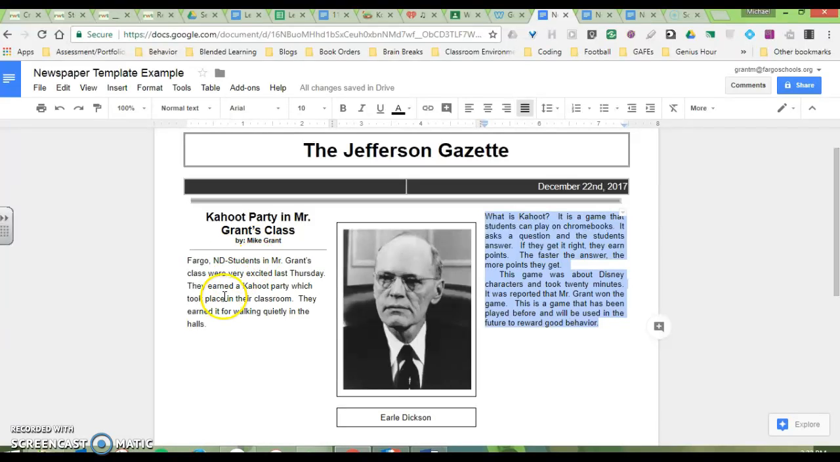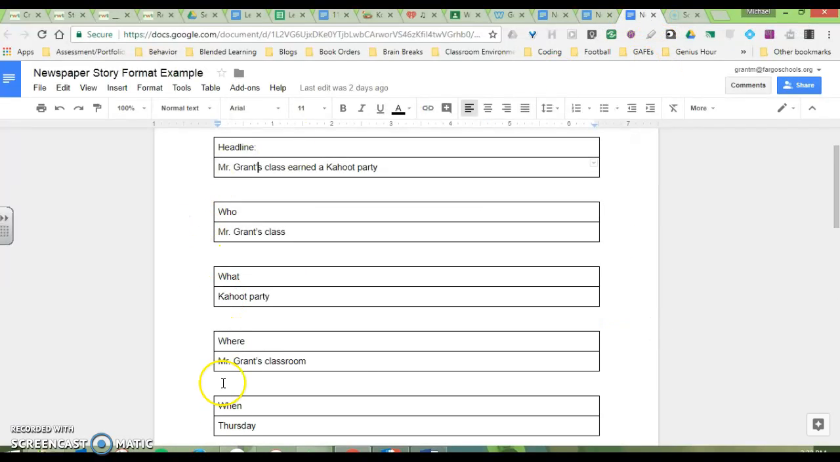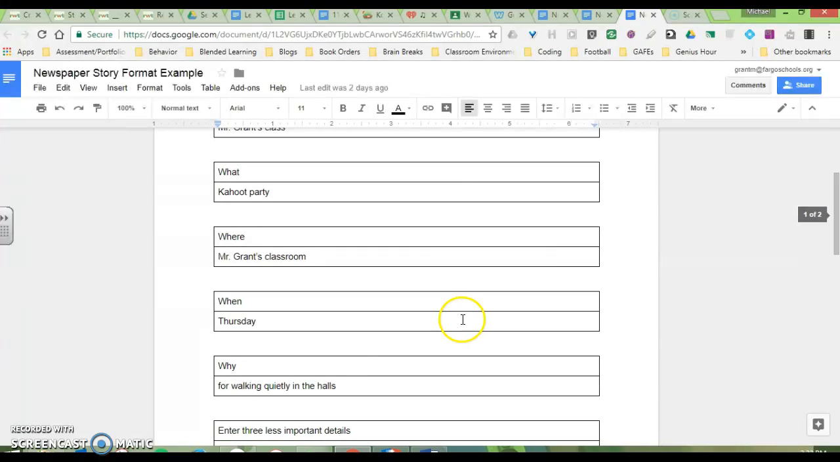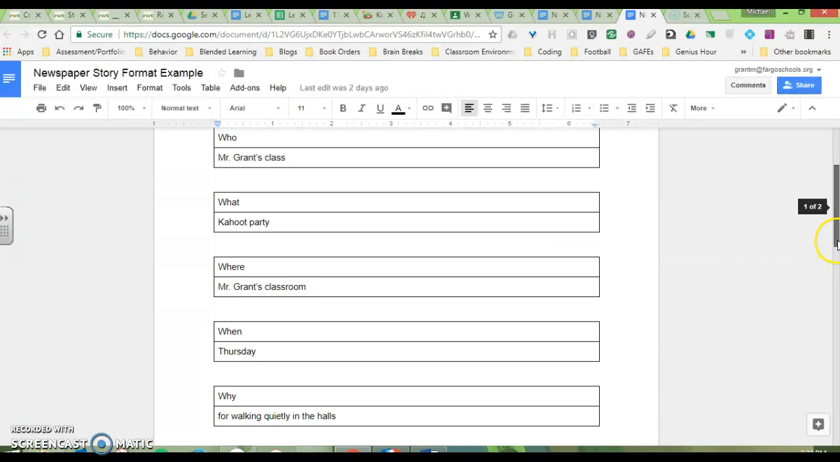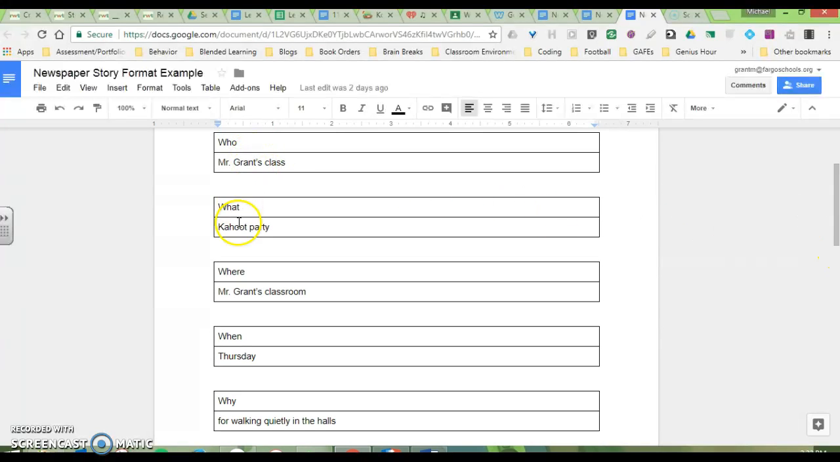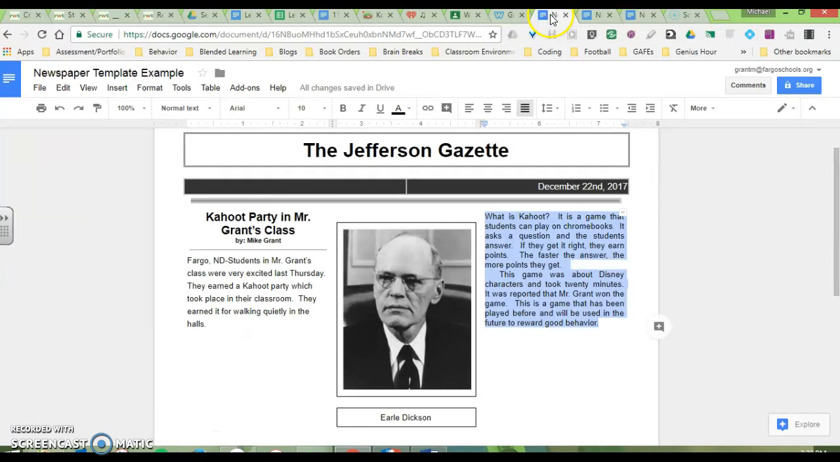And then to write this first paragraph, what I did was I looked at my format example, and I put the who, the what, the where, the when, and the why into a paragraph. So about Mr. Grant's class, the Kahoot party, Mr. Grant's classroom, it was Thursday, for walking quietly in the halls. So look at how I did this. Students in Mr. Grant's class are very excited last Thursday.